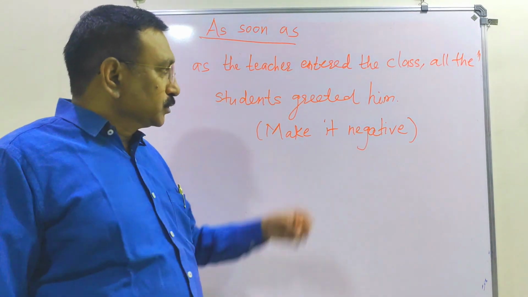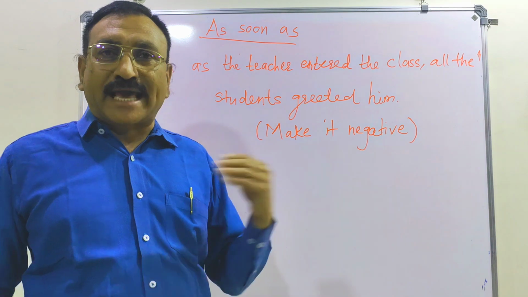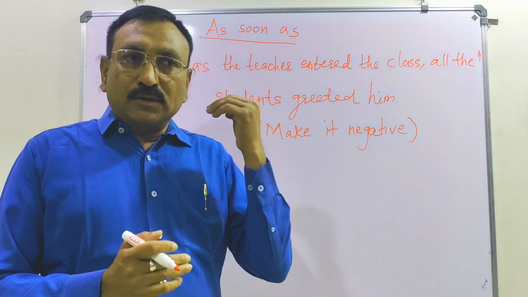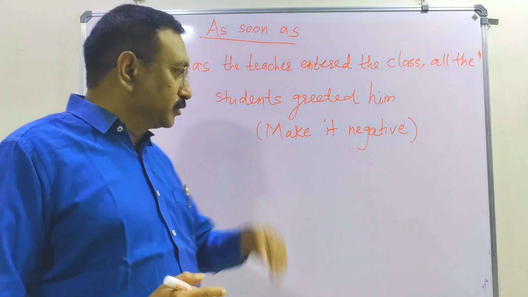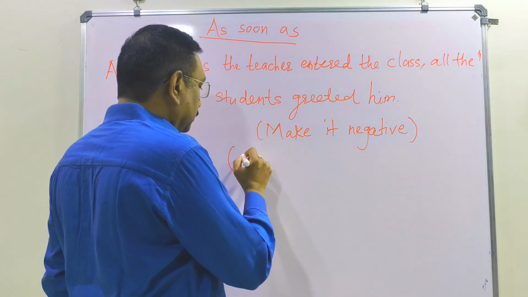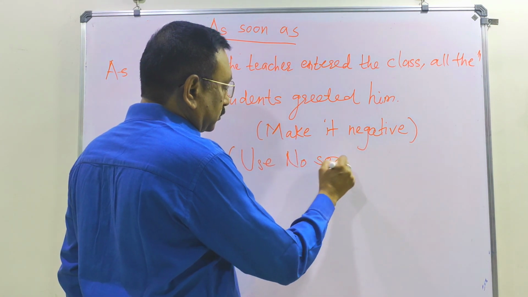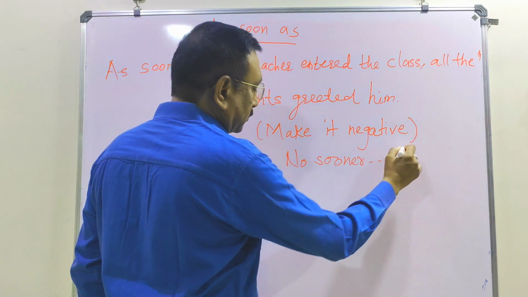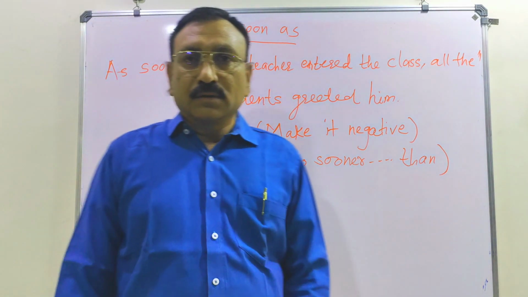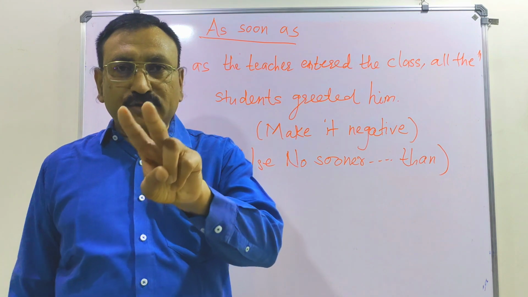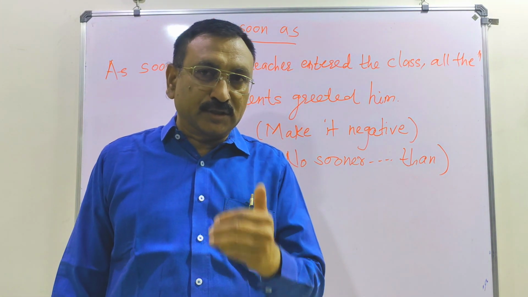Actually, the sentences beginning with the conjunction "as soon as" are given instructions like "make it negative" and also instructions like "use no sooner than". So these two types of instructions can be given below the sentence that begins with the conjunction "as soon as".